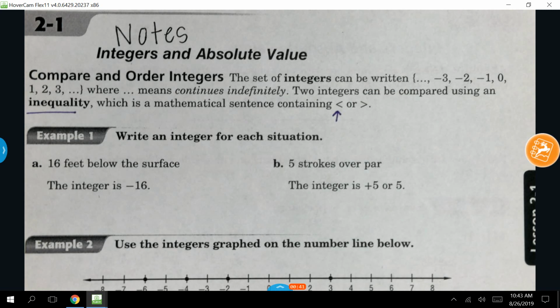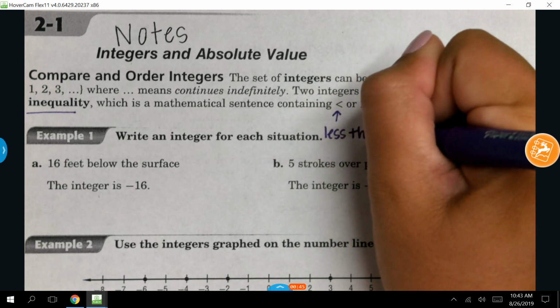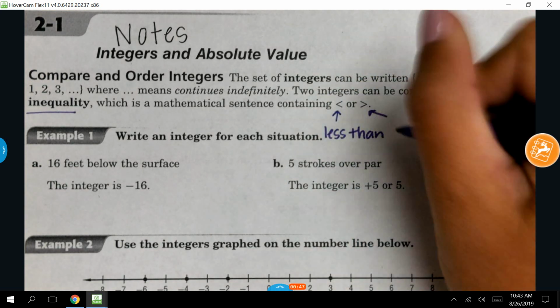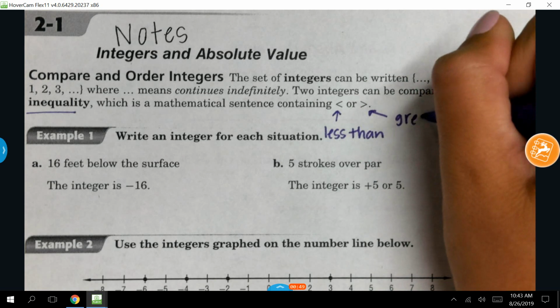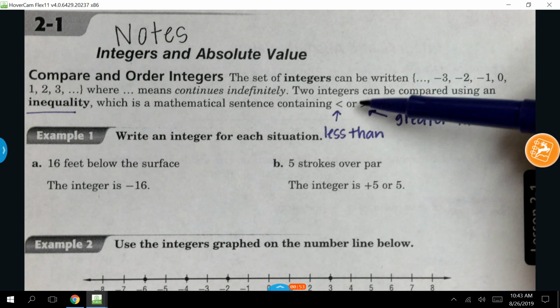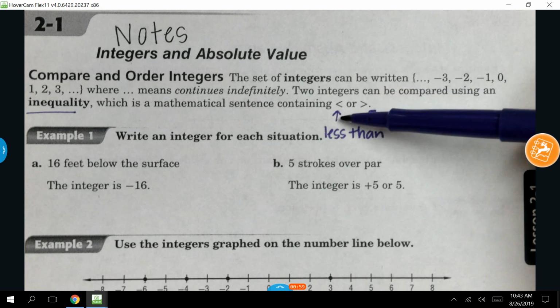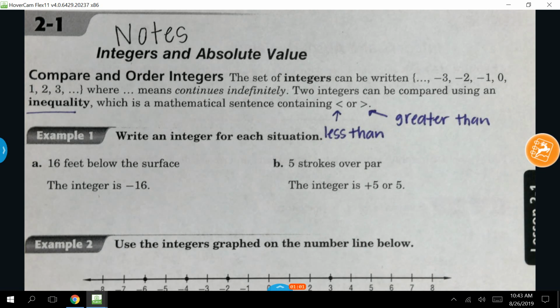Charlie? Less than. Good. And what is that other one? Greater than. So remember the mouth: whatever the open mouth is, that's greater. And then the small side, that is your less. So small, less; open, greater than. Remember the alligator? I know we all learned it like that.